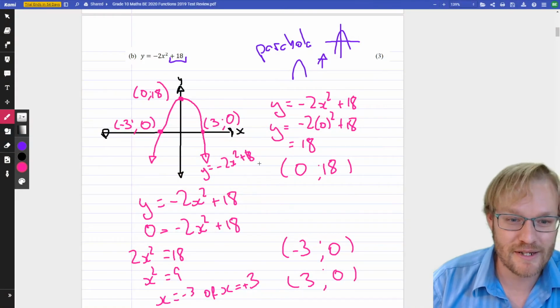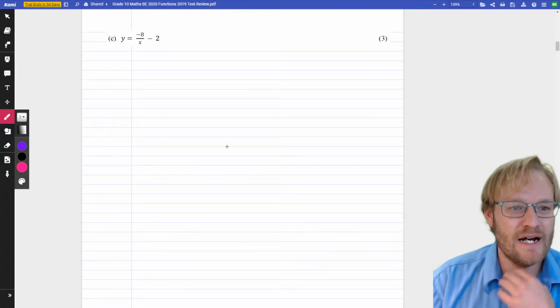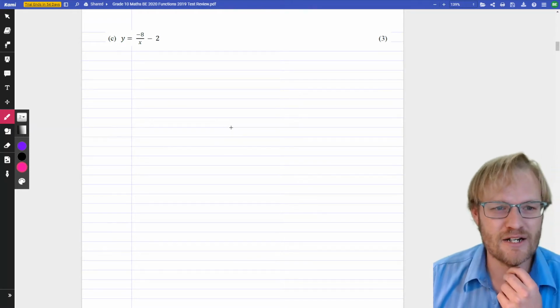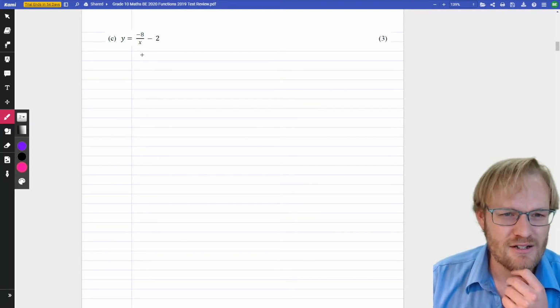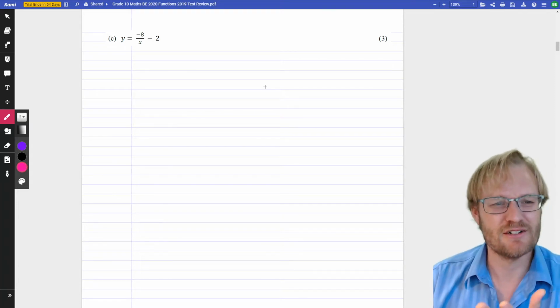Okay, and we're straight in with question C. So we were sitting over here looking at B, and let's move on, and we've got y equals minus 8 over x minus 2. Immediately, two things come to mind. What type of function is it?